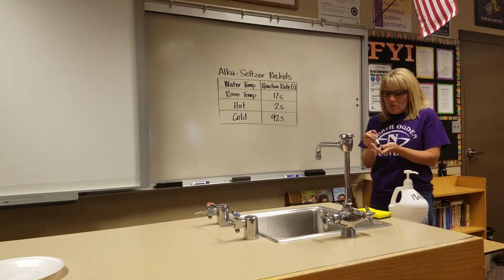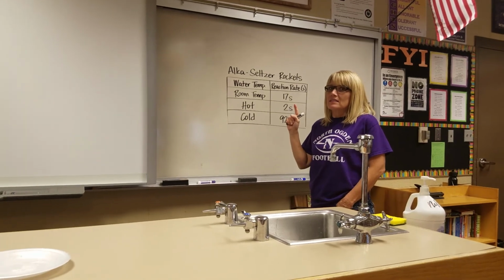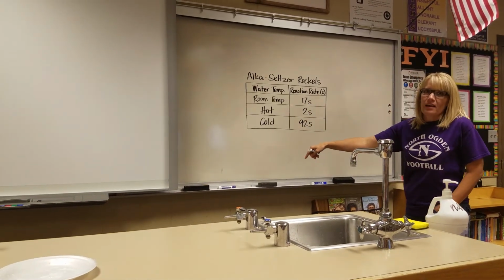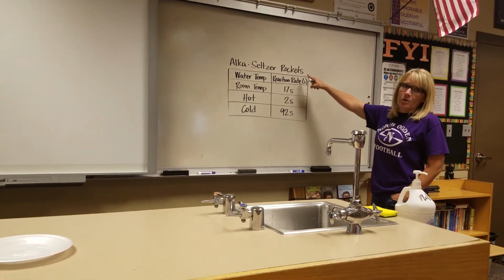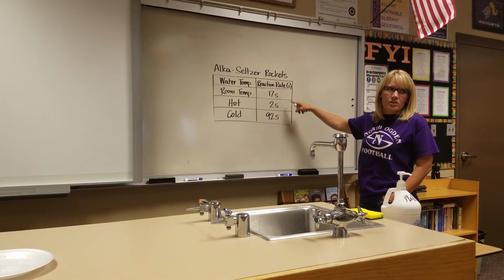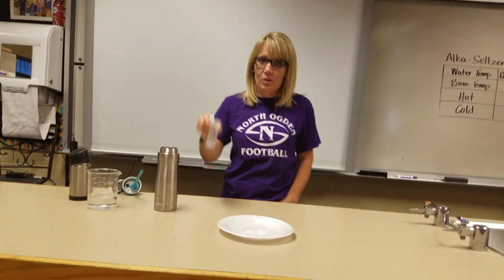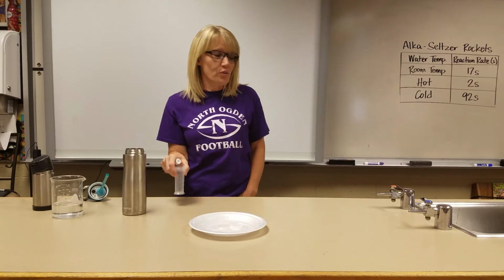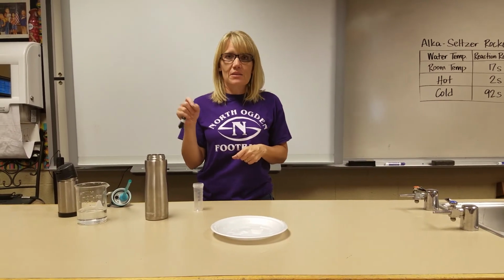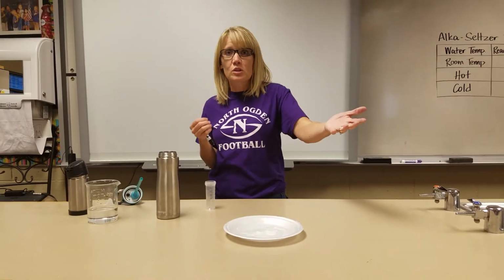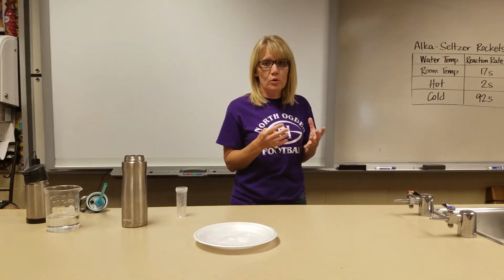So, to answer the questions, hopefully you answered these in your head. The one thing we changed on purpose was the water temperature. The thing that changed in response, the measured outcome, was the reaction rate, how long it took for that rocket to go. The things that we kept the same, we used the same amount of water for each test. We used the same type of film canister, the same size of Alka Seltzer tablet, the same person timing, the same stopwatch going, all of those things that were controlled for the experiment.